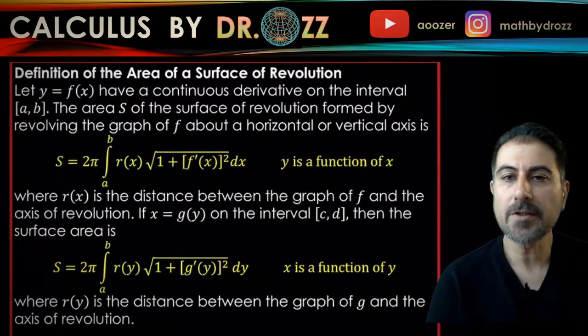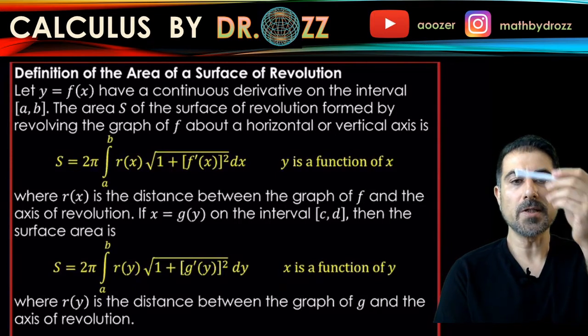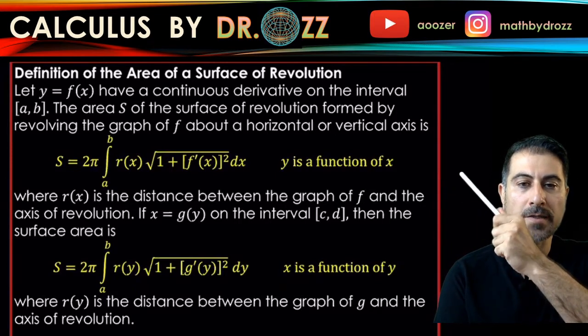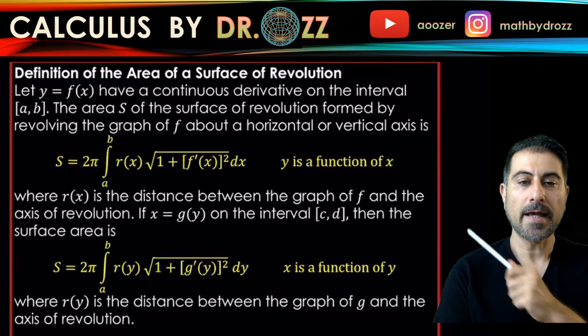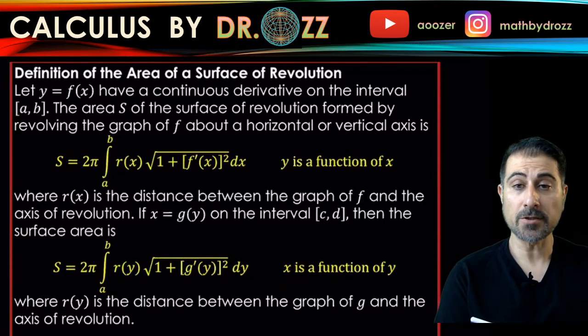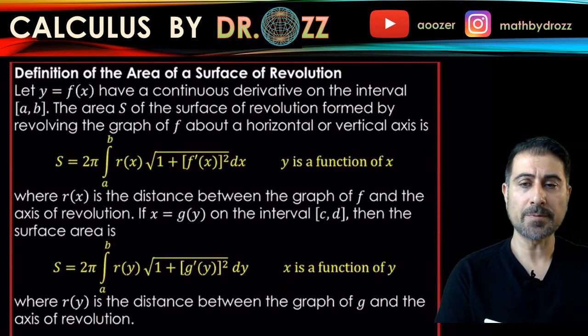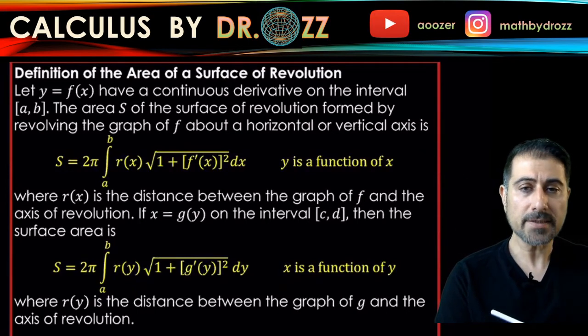All right, here is the definition of the area of a surface of revolution. We have two different formulas. In one formula, y is represented as a function of x. In the second formula, x is represented as a function of y, in fact, x equals g of y. In the top one, y is represented by the function f of x.